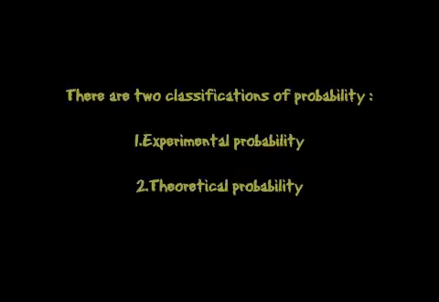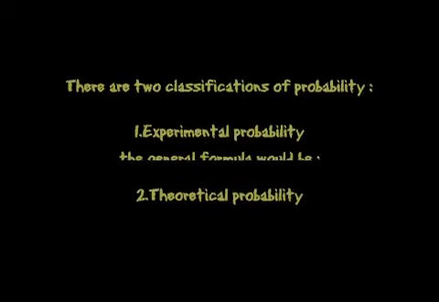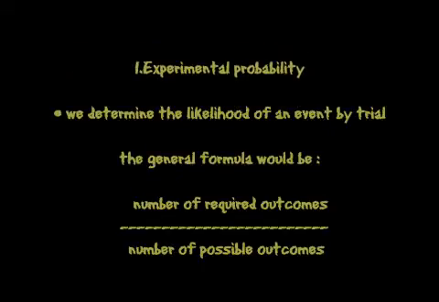But wait, what about those events that could happen or not happen? Because they have a probability of neither 0 nor 1, they are somewhere in between the two, and that makes them fractions. There are two types of probability, and these depend on the manner in which we determine the probability of any event. We're going to delve deeper into each of them.